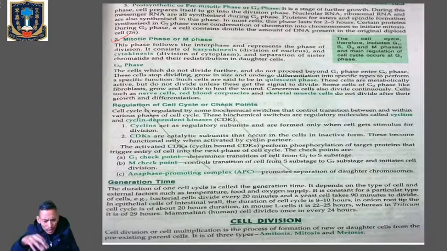Okay, so those cells which have entered the G0 phase will stop dividing. They will grow in size and undergo differentiation to perform specific or particular functions, and such cells are also said to be in the quiescent phase. These cells are metabolically active but do not divide unless they get the signal to divide. Clear? Okay, so here we have finished the cell cycle.